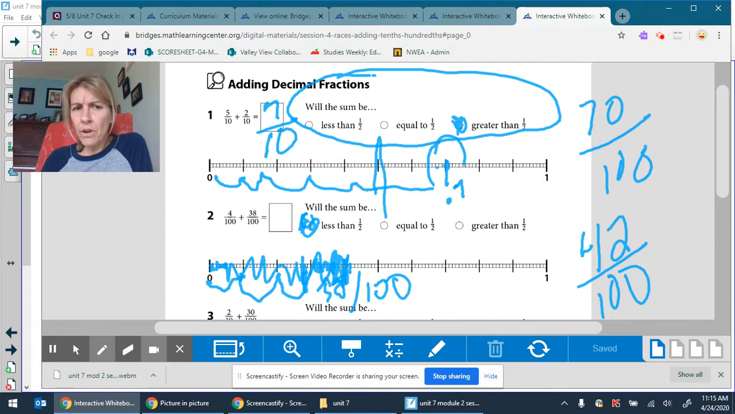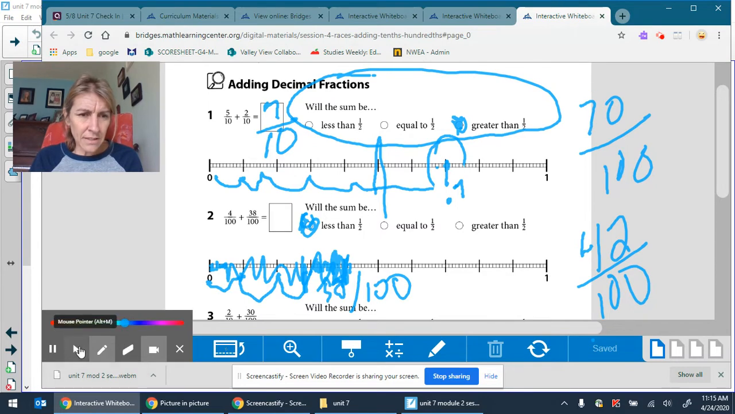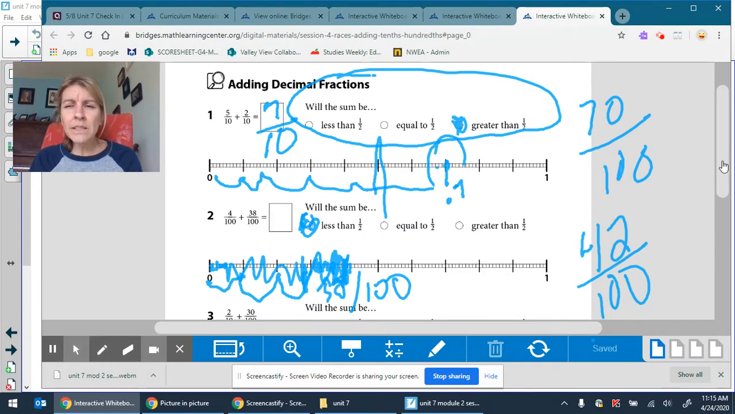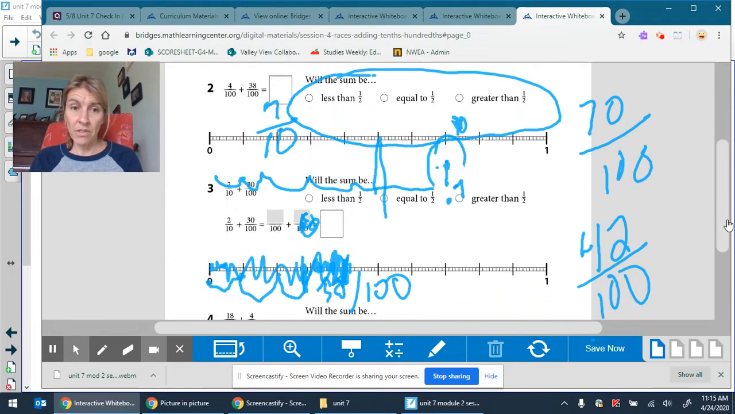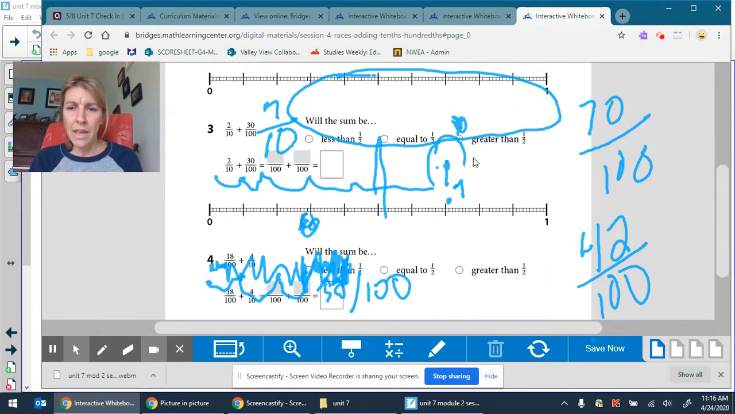So far, not too difficult because both fractions presented to us have had the exact same denominator. So, you know, they're divided up the same. So that makes it a little easier on us. Now let's do one where they're different. Look at number 3 and 4.